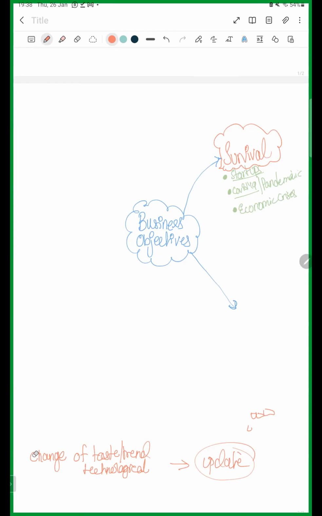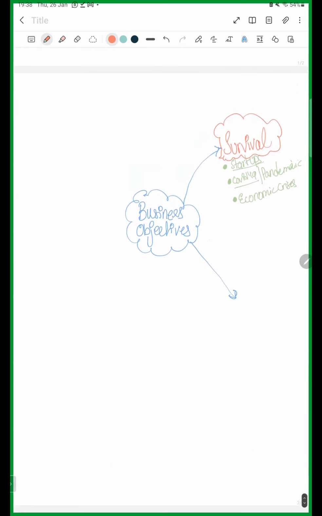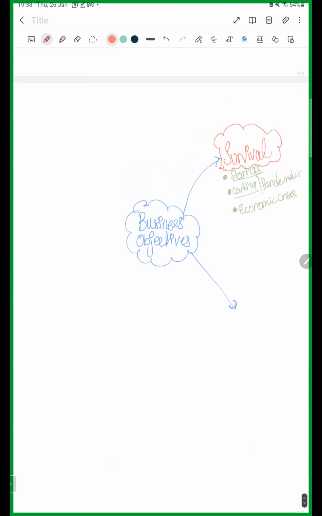Right? So survival is one of the objectives. It could be an objective of a brand new startup, a new business, or a business which is struggling in the market and getting affected by external factors. We have to remember that external factors can always affect business success, and can add to the business struggling and leading to survival.